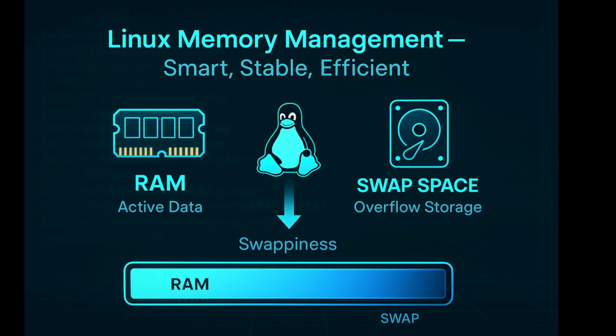So, to summarize, Linux doesn't crash when memory is full. It smartly manages memory using swap and caching. RAM holds active data, swap holds overflow, and the kernel decides how to balance both using swappiness. Understanding this helps you tune your system for the perfect balance between speed and stability.